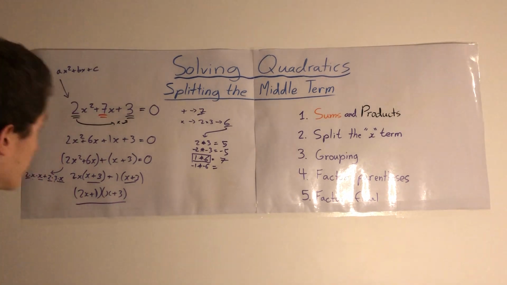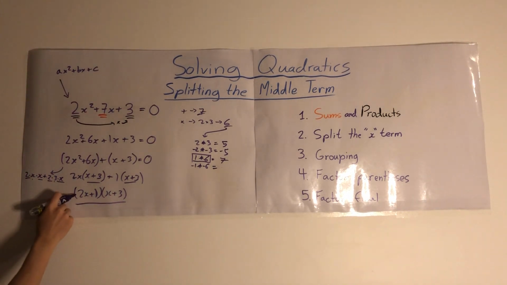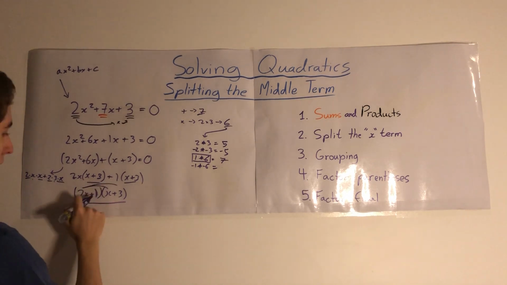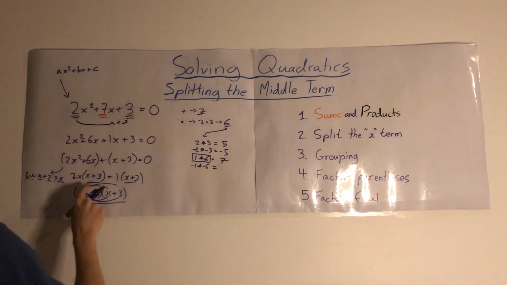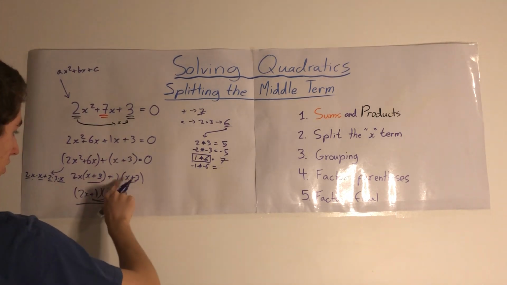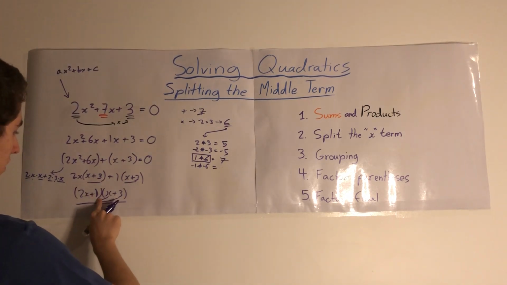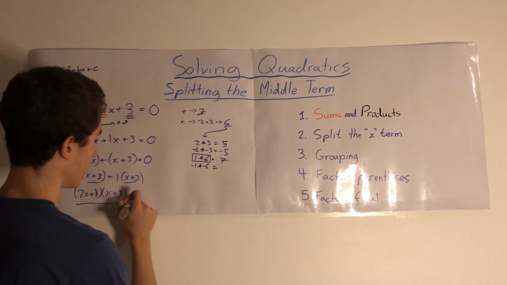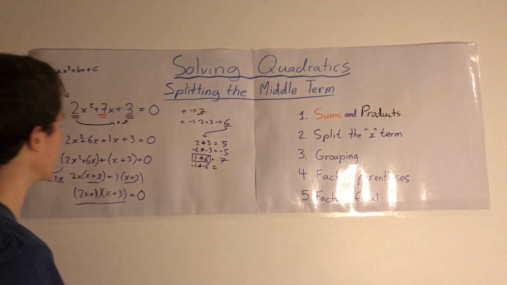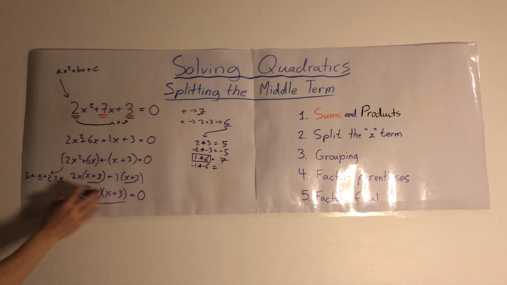And if you're curious to see if this is right, you can multiply, do the FOIL back to see if you really get this quadratic. Because again, you're not changing the quadratic yet, you're only rewriting it in a factored form. So we can solve our equation. So now we get to our last step, which is solving for x.